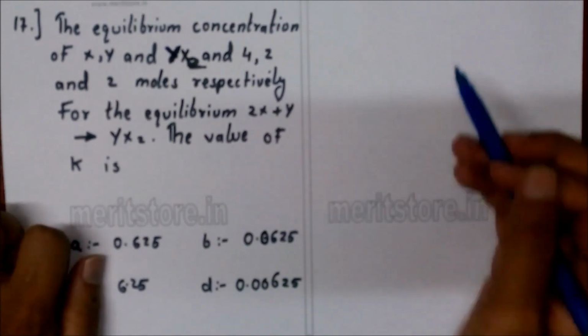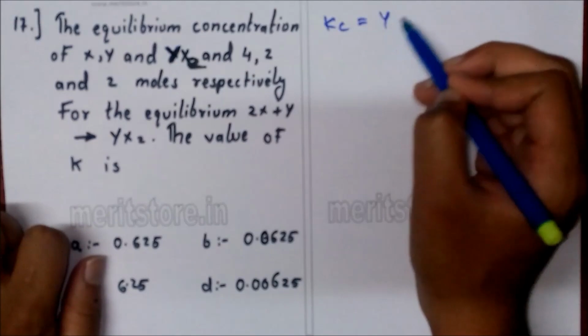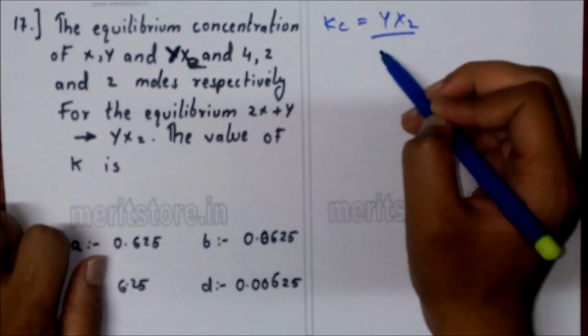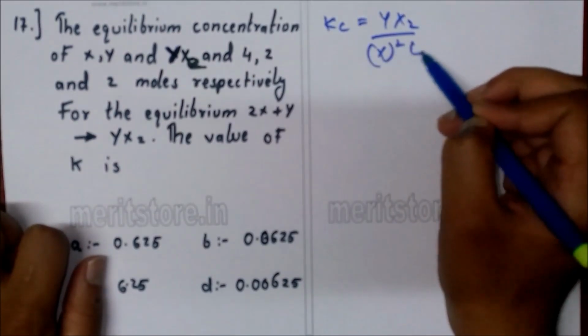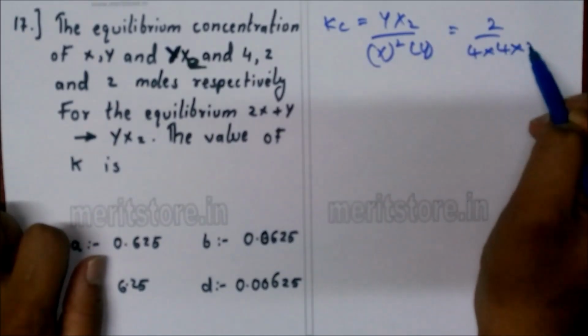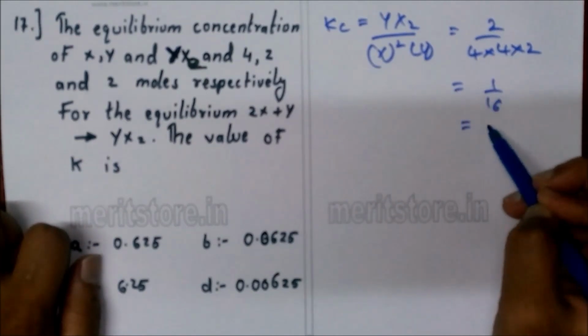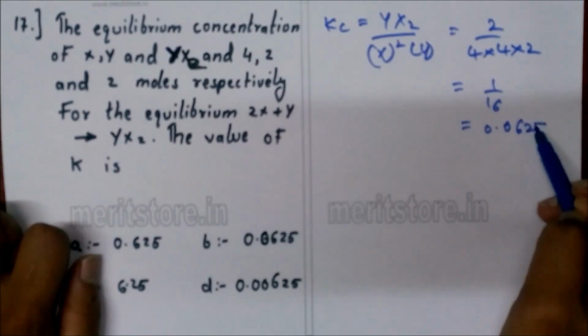So in the given reaction we can write Kc is equal to [Y]x2 divided by [X]^2[Y], which is equal to 2 upon 4 into 4 into 2. On solving this we get 1 upon 16. The value of 1 upon 16 is 0.0625.